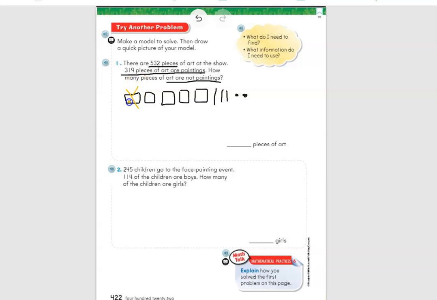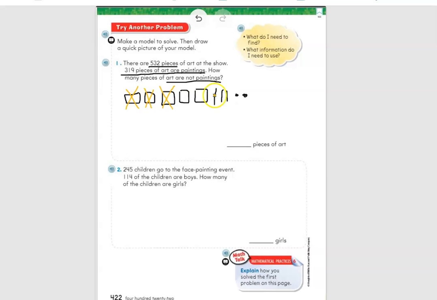So let's go ahead and start. 100, 200. I'm starting with the hundreds because it's easiest. I know it's not HTO. We are going to transition to HTO. But let's go ahead and just take away 319. So I took away 300. I need to take away 19.